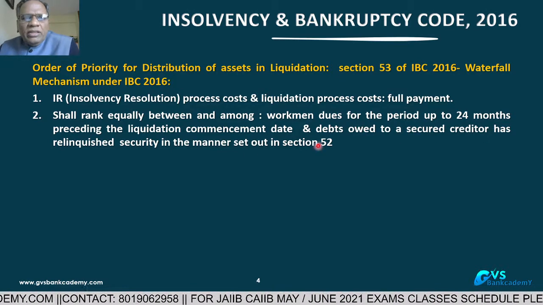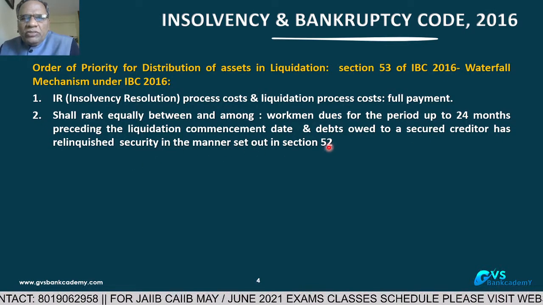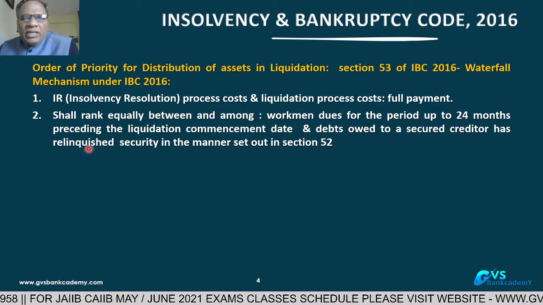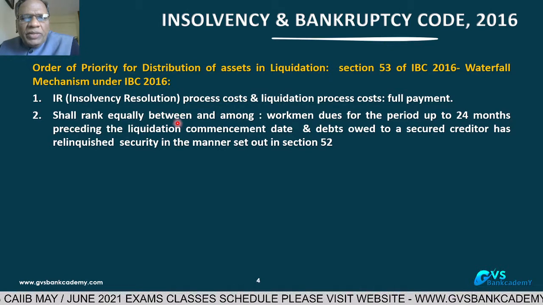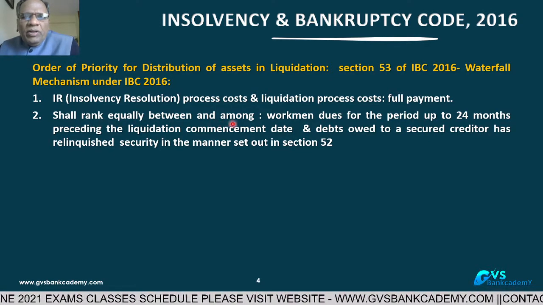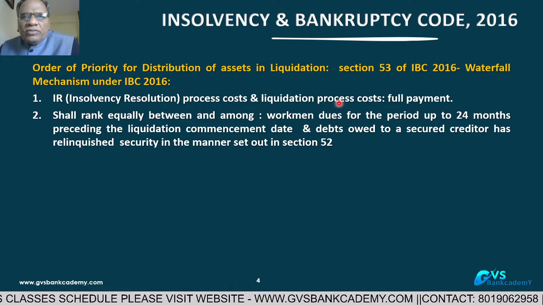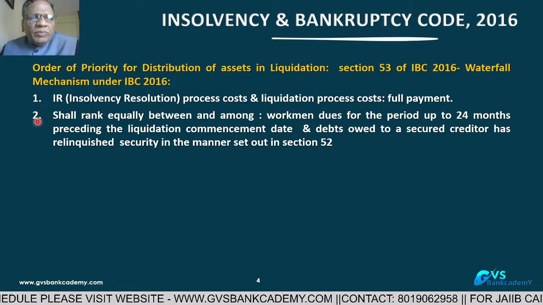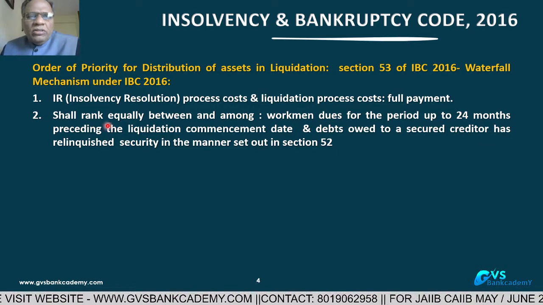Debts owed to a secured creditor who has relinquished his security to the liquidator in the manner set out in section 52. It means the secured creditor who has participated in the liquidation by surrendering his right to the liquidator. So both shall rank equally between and among workers' dues of 24 months and the secured creditor's outstanding dues. This is the second point. So the first point, liquidation process cost plus insolvency process cost, full payment must be made. Then afterwards, any surplus goes to point number 2, which shall rank equally between worker dues up to 24 months and secured creditors' outstanding dues.